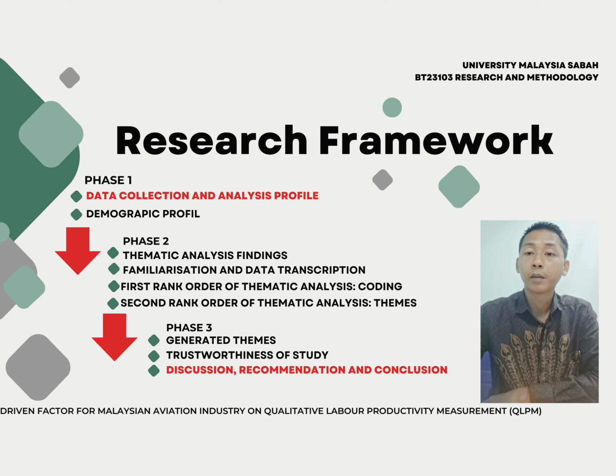After that, we make the rank order twice. In the first rank order on the thematic analysis, we code it, and second, we run the second rank order, also for the thematic analysis, to make the themes for the qualitative research. After we are done with phase 2, we move to phase 3. We start generating themes, and we have the trustworthiness study to ensure that our research is of very high quality and unquestionable. And lastly, we make the discussion, recommendation, and conclusion. Also, we will state our limitations before we end with the discussion, recommendation, and conclusion.